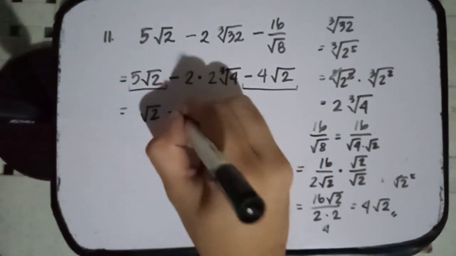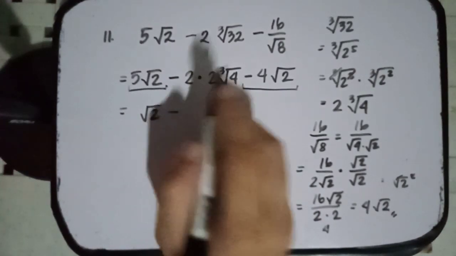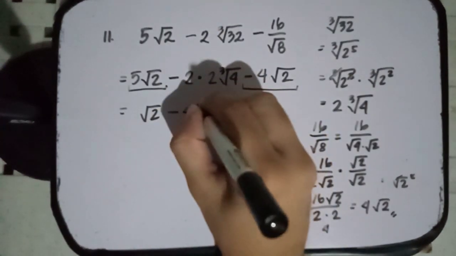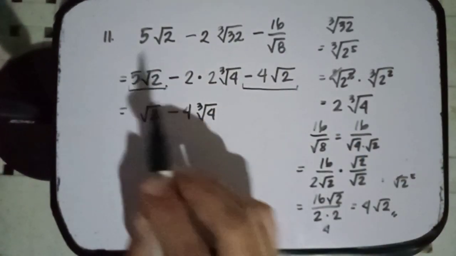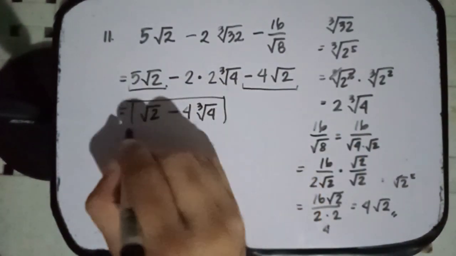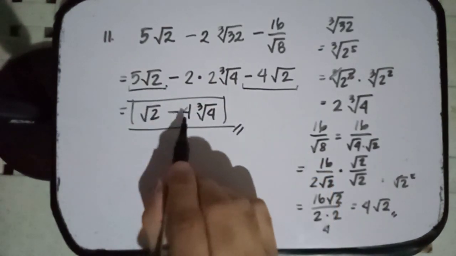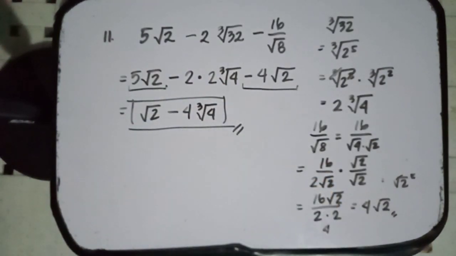Okay? And then minus, i-multiply na natin to. So 2 times 2 equals 4. Then cube root of 4. Okay? So, na-simplify na. So, therefore, ito po yung sagot. Square root of 2 minus 4 cube root of 4.